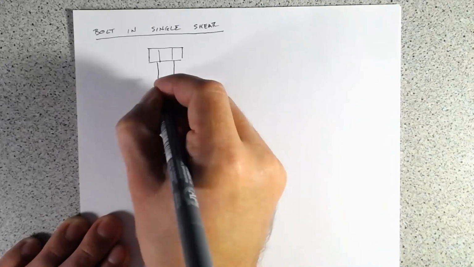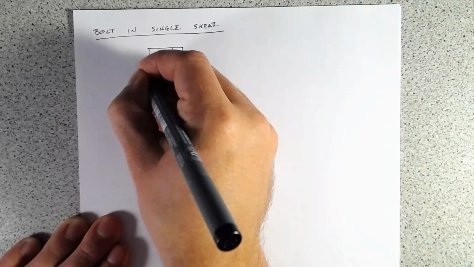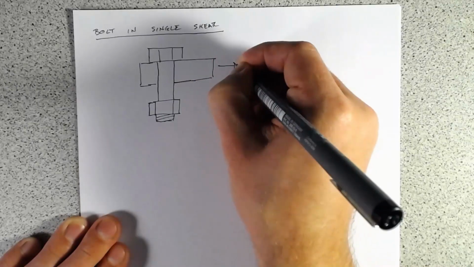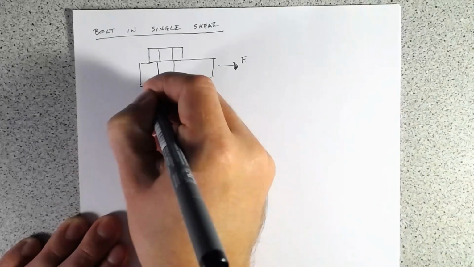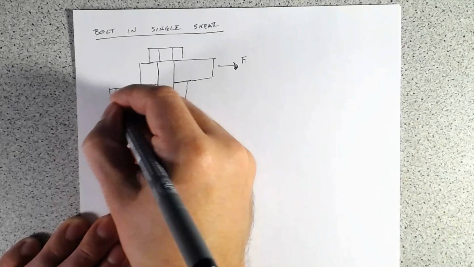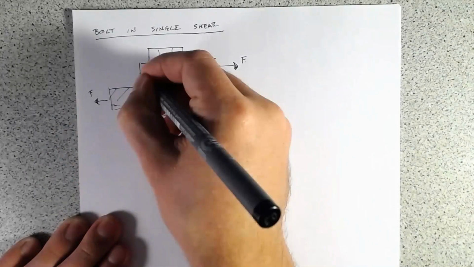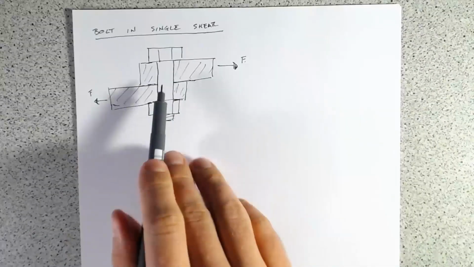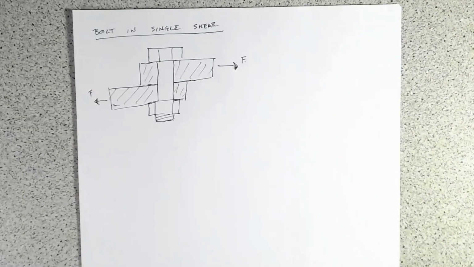And then if it's single shear, we really just have two plates acting on it. So we've got a plate on the top that has a force pulling on it, and we have a plate on the bottom, which also has a force pulling on it over here. So as these two are pulling apart, they're trying to deform this bolt and to shear it off, to like guillotine it off.